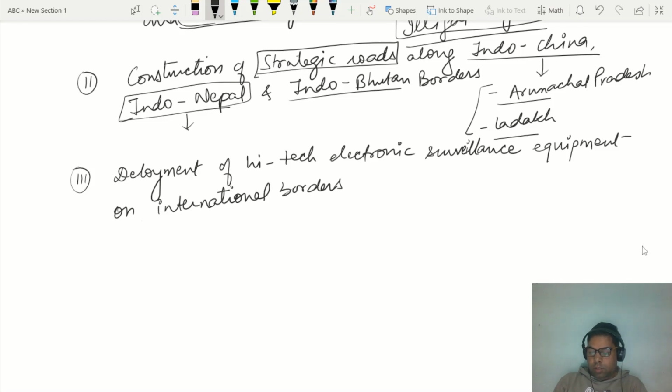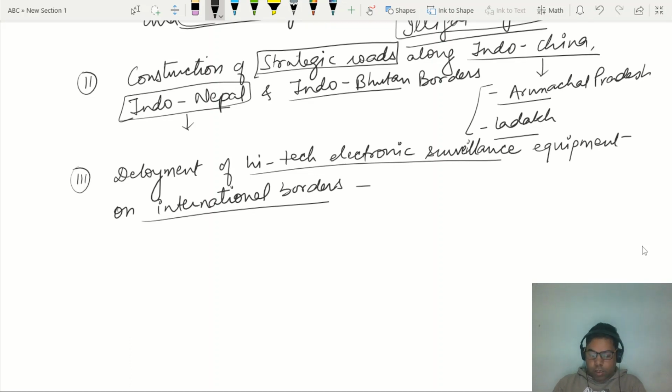So this is greatly concerned with deploying high-tech electronic surveillance equipment so that we can continuously monitor the illegal migration or infiltration of terrorists from the border area, particularly in the Kashmir region, right?